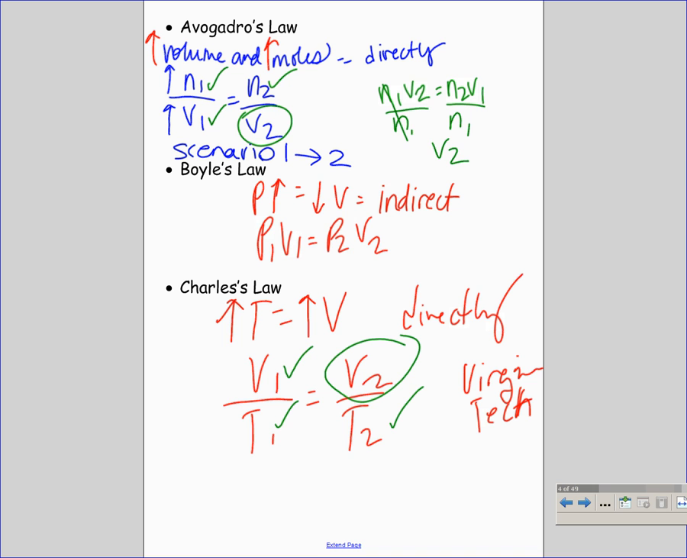I'm going to assume that if I'm not telling you they're changing, they're not changing, so we're going to assume constant. So for all these, you assume pressure and moles are not changing. For this one, who's not changing? Moles, not changing moles or temperature.